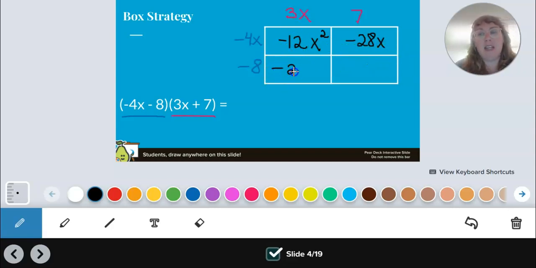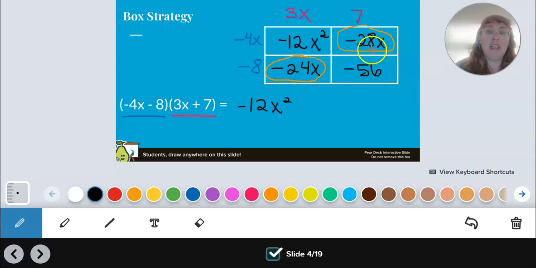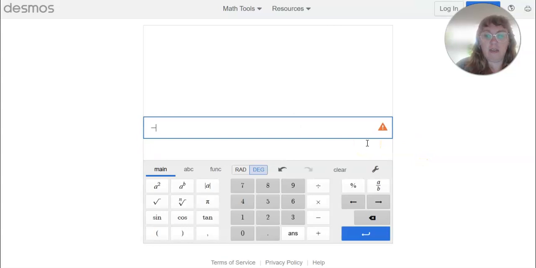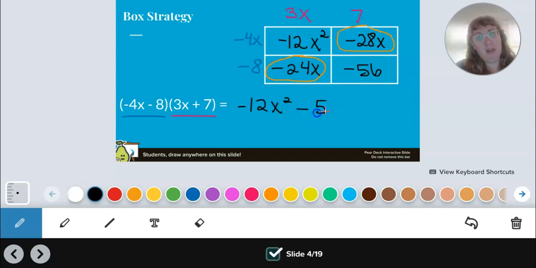3x times negative 8 is negative 24x. And negative 8 times 7 is negative 56. So here are our terms that we can combine, because they both just have one x. We have this negative 12x squared, that stays. Negative 28 minus 24, I honestly don't know. Let's go to our calculator. Negative 28 minus 24 is negative 52x, and then we have that minus 56. Beautiful.